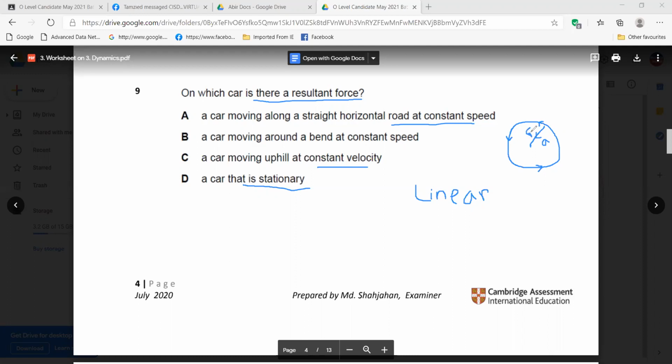So which one has resultant force? A car moving around the bend at constant speed. So it's B, right? Yes. You understood it, right?